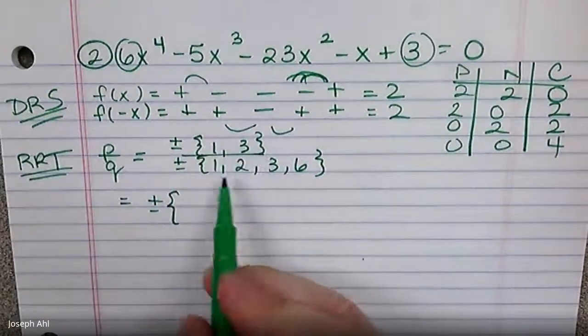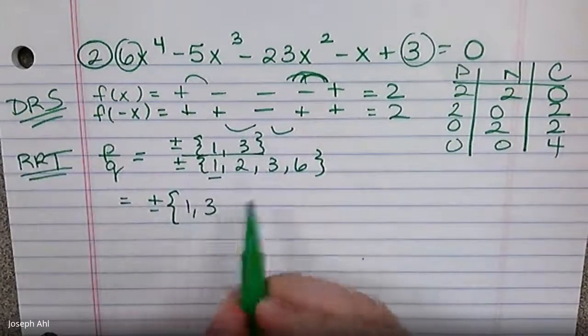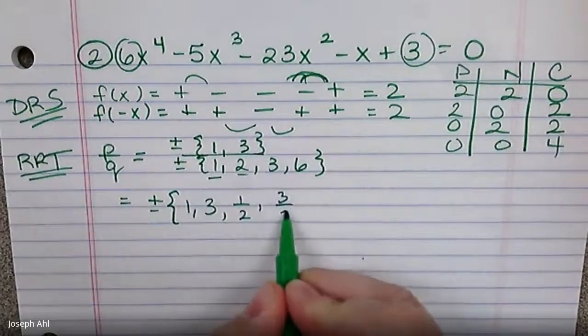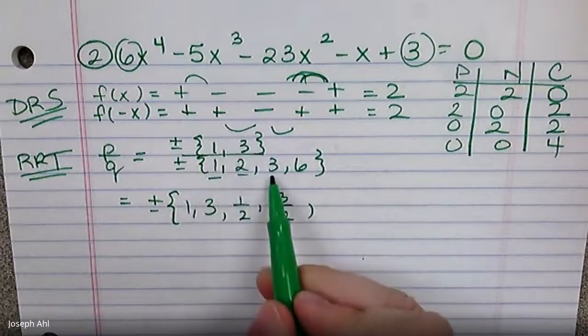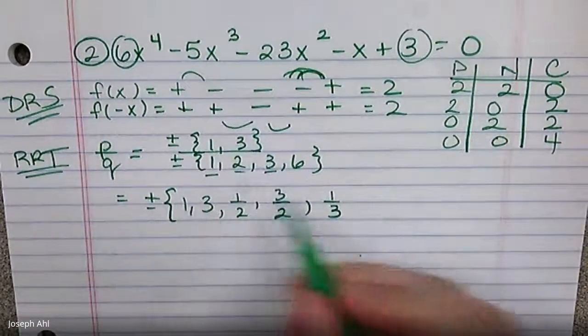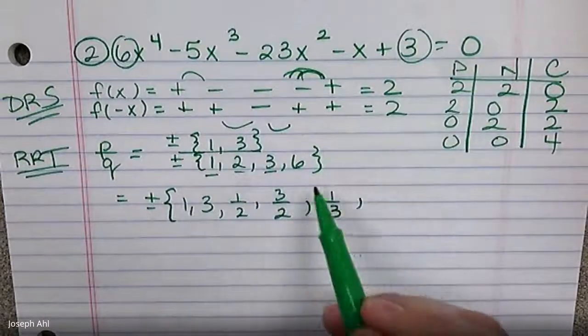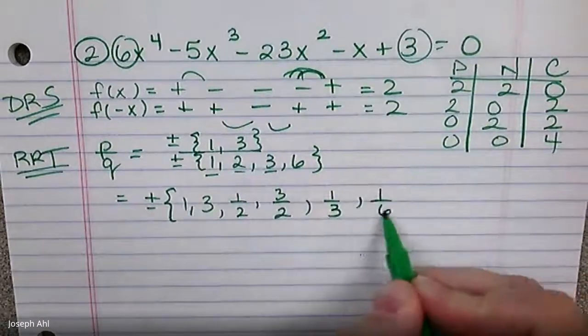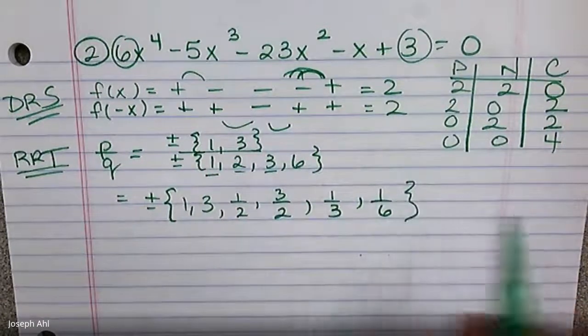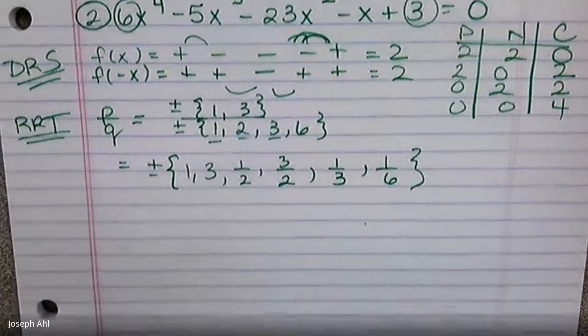Okay, but it's probably going to produce a lot more fractions. So if I take these numbers and divide by 1, we get 1 and 3. Now take those numbers, divide by 2, you get 1/2 and 3/2. Now take them, divide by 3, we get 1/3. 3 over 3 is 1, already in the list. And then take them, divide by 6, you get 1/6, and 3 over 6, which is 1/2, but that's already in the list. So there's your list of possible rational roots.